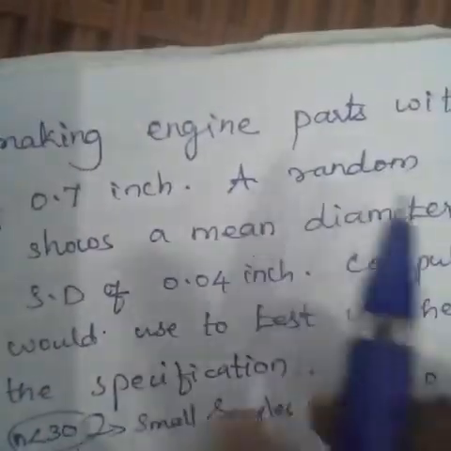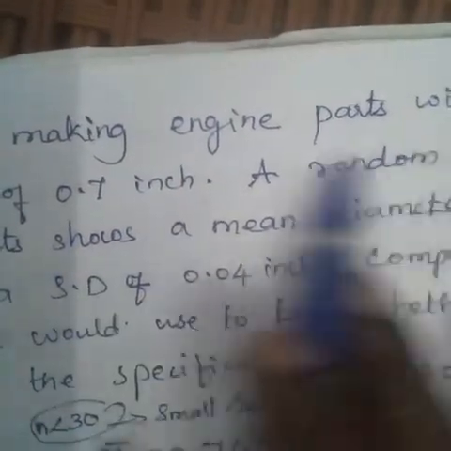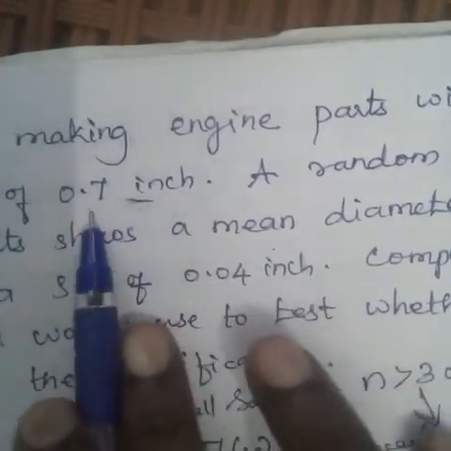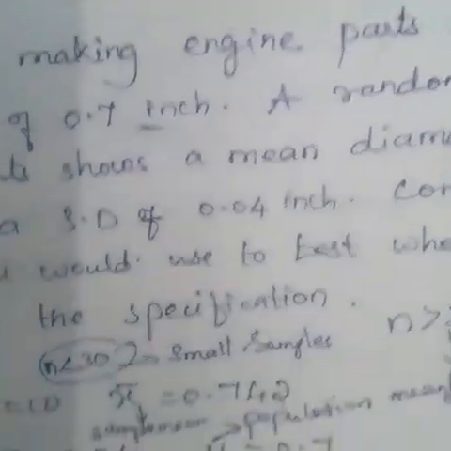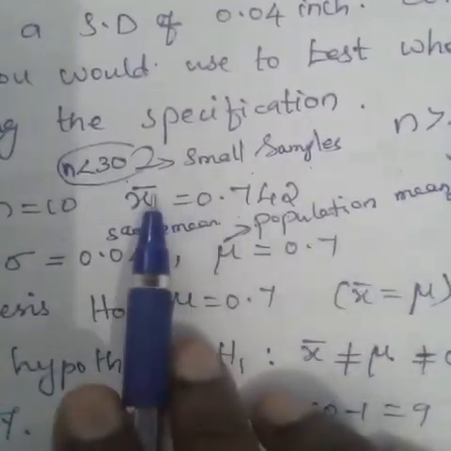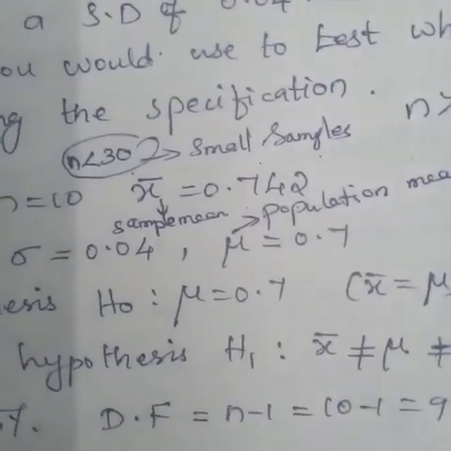That means the machinist is making engine parts with a diameter of 0.7 inch. This is the population mean of the axle diameter: population mean mu is equal to 0.7, sample mean x bar is 0.742. Now let us see the procedure.